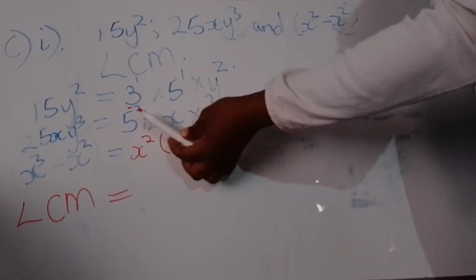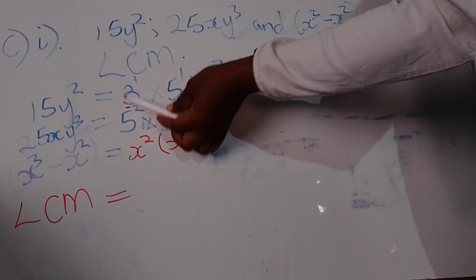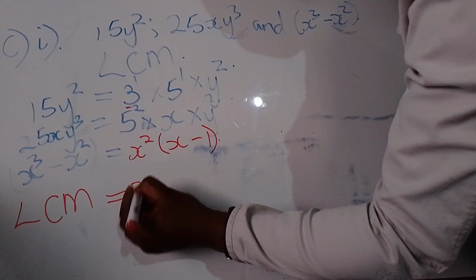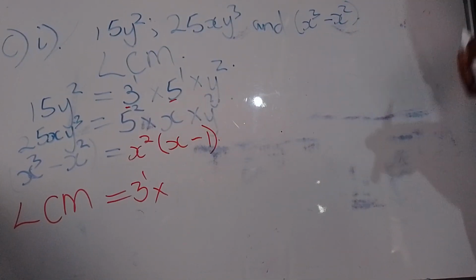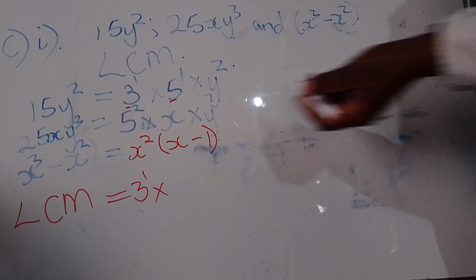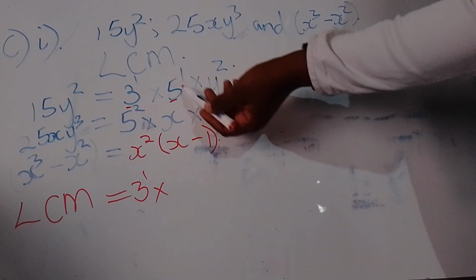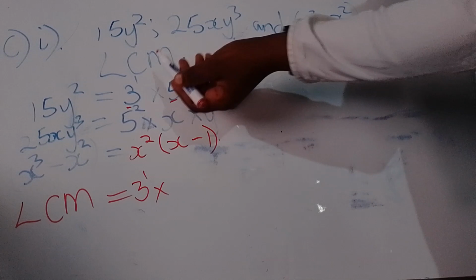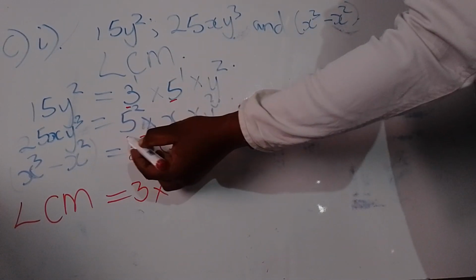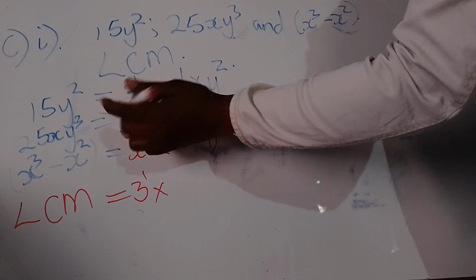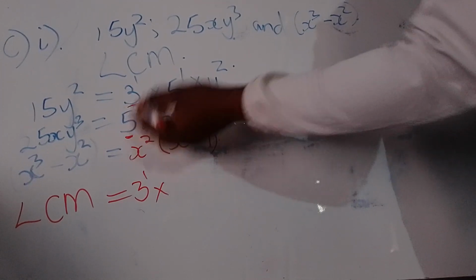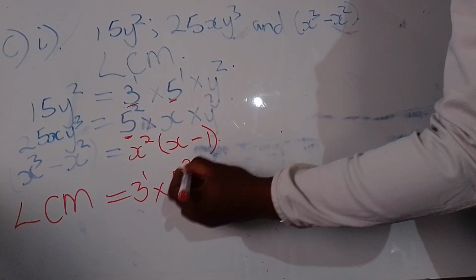In our expressions, we only have that 3 to the power 1. So we are going to write 3 to the power 1 multiplied by 5 to the power 1. We are going to look out for 5s there. We only have 5 to the power 1 and 5 to the power 2. So the highest power is 5 squared.